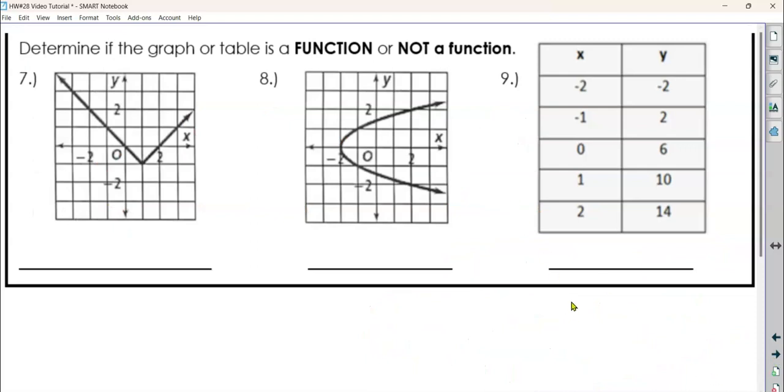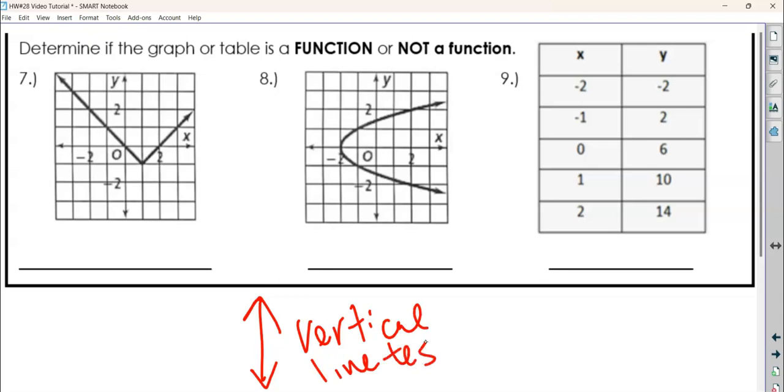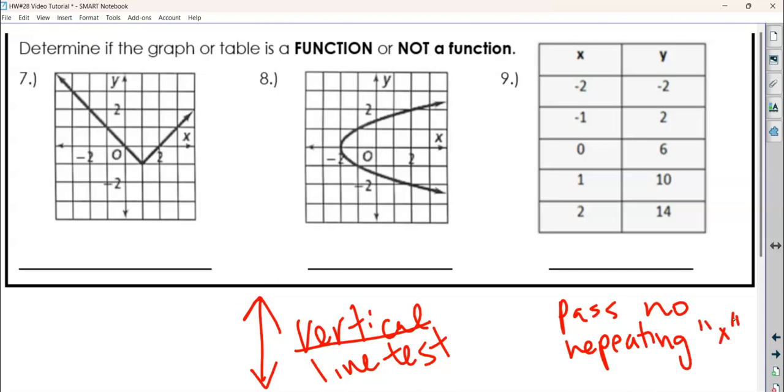Determine if the graph or table is a function. There's only 2 things you need to do. You either need to pass the vertical line test. If you're a graph, vertical line test. It's not called the line test. It's called the vertical line test. And for a table, you have to pass the no repeating x rule. No repeating x's, right? No repeating x's.